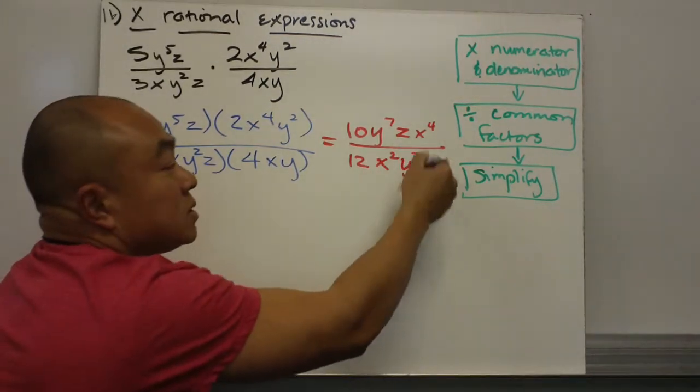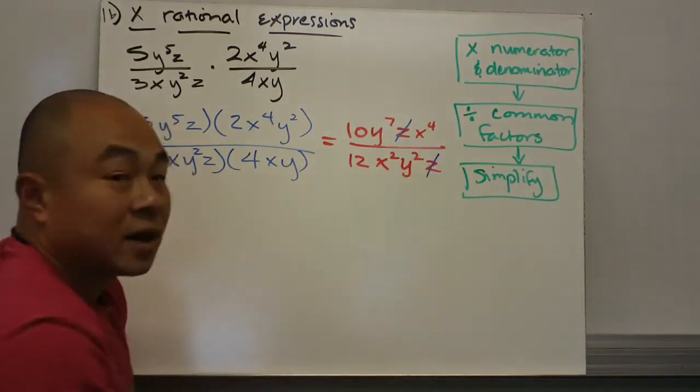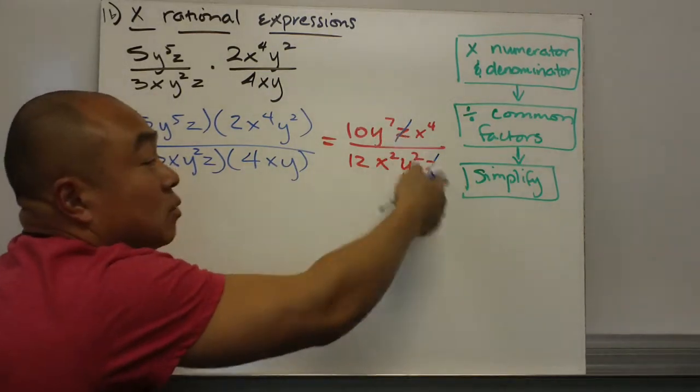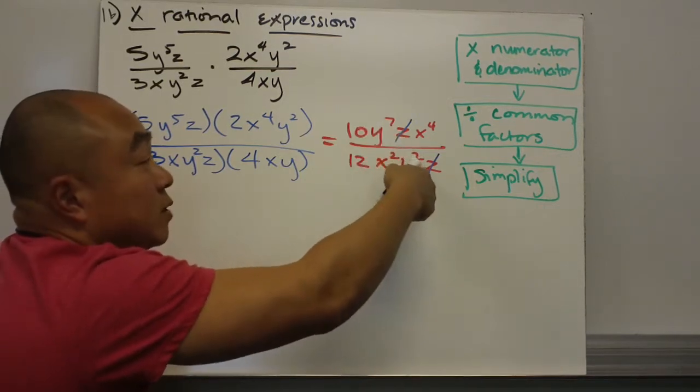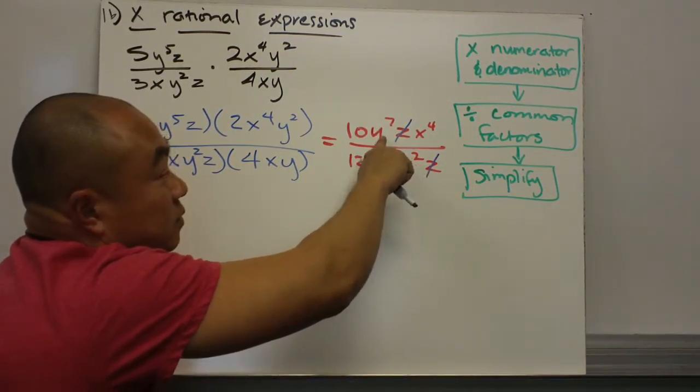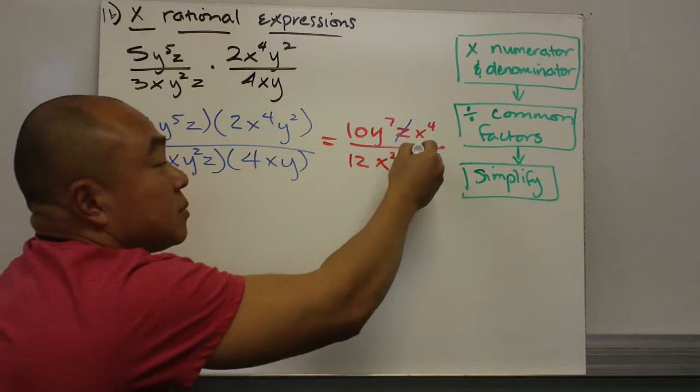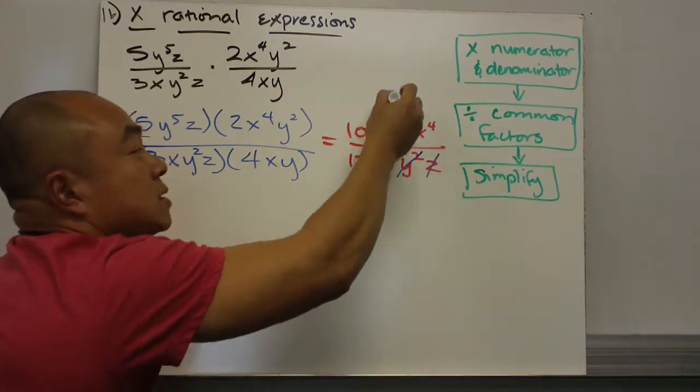I have 1z here, so I get to go ahead and divide that out. When I divide that out, that's equal to 1. So when I multiply it back in, it doesn't change the value of it at all. So here I have 7 y's and I have 2 y's, so I'm going to go ahead and cross it off. I now have 5 y's left on the top.